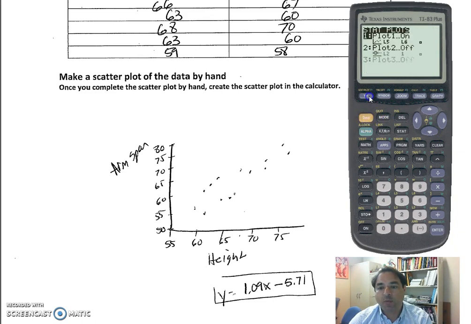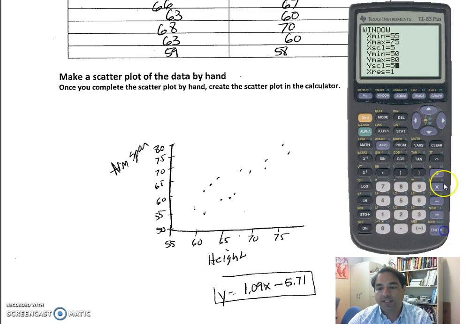Go to second y equals, go into plot 1, turn on, choose scatter plot, x is list 1, y is list 2. Again, don't use zoom 9, we're going to do our own window. My x minimum is 55, x maximum is 75, counting by fives, y minimum 50, y maximum 80, counting by fives. Hit graph. Okay, there's your data.